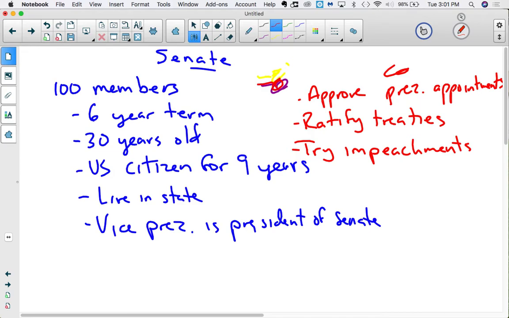No president has been convicted of impeachment. Clinton was not found guilty. So he was impeached, but he was not found guilty, so that's why he was able to finish out his presidency. Okay? Questions about that?